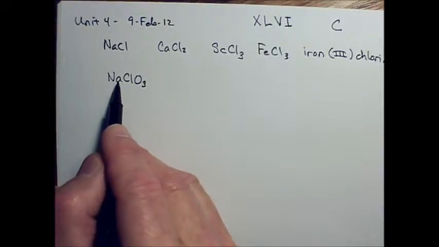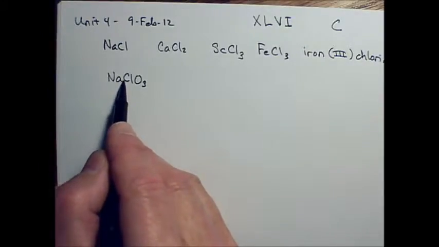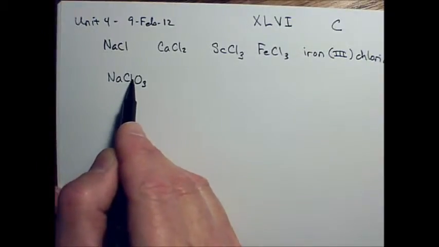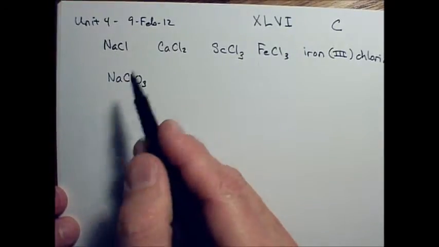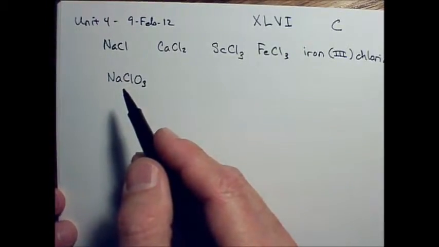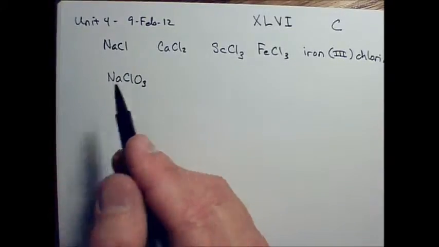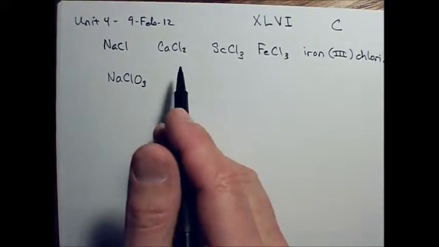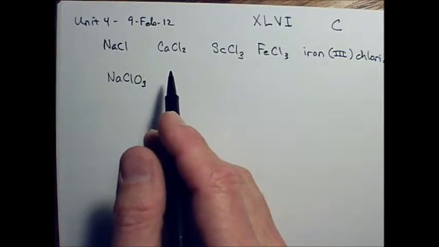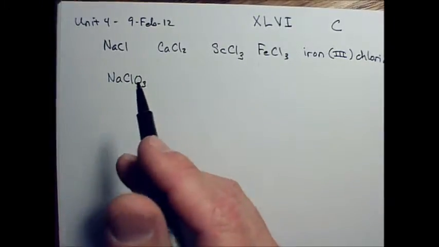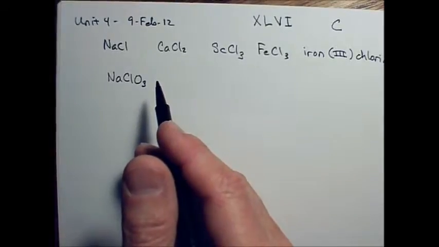This is a capital N, little a. That's all one element. Capital C, little l, all one element. Capital O, one element. If you don't keep your sizes and the clarity between capital and small letters, you're not going to be able to tell what's going on. All right, so neatness really does count. It will help your grade when you're writing symbols and formulas.